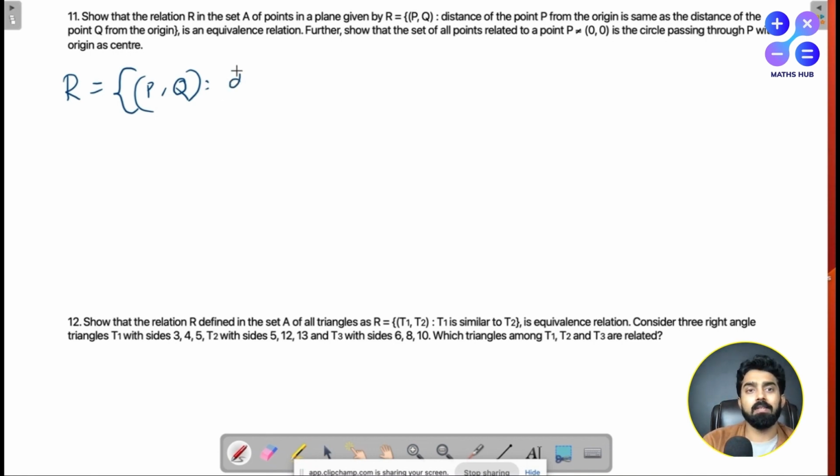So distance of P is equal to distance of Q from the origin.